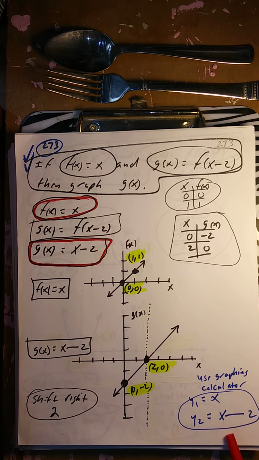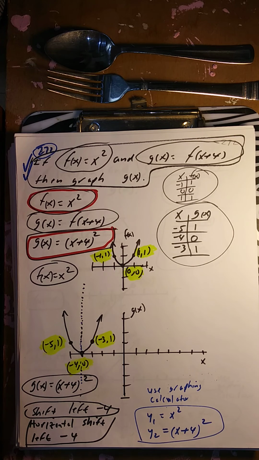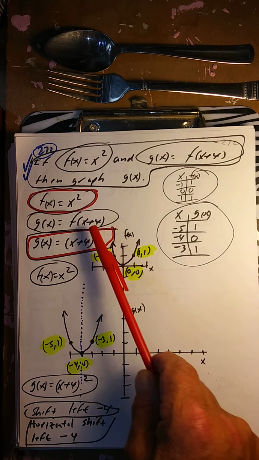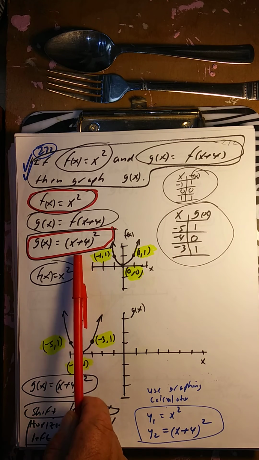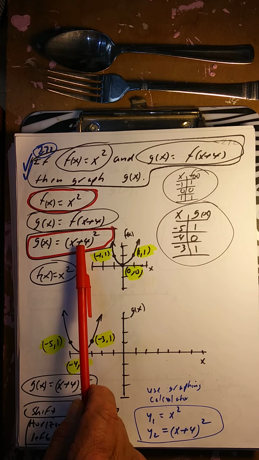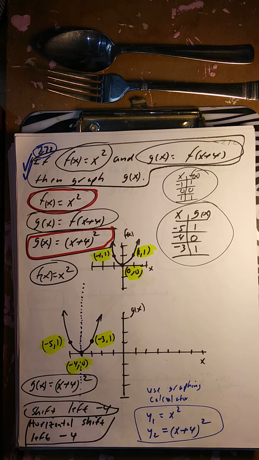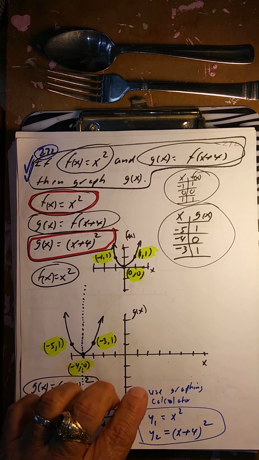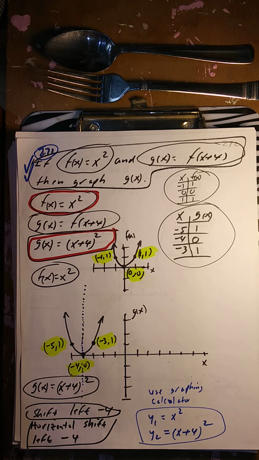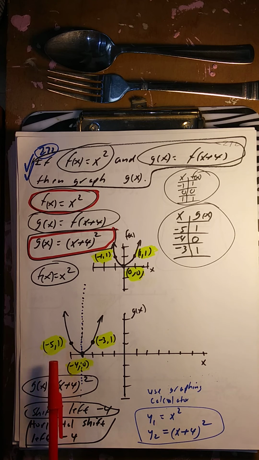Okay, you can use the graphing calculator. Or f of x equals x squared. What is f of x plus 4? Okay, so put x plus 4 squared. Again, what does it do? It does the opposite of this right here. Oops, I mixed those up. So it's going to go this way.